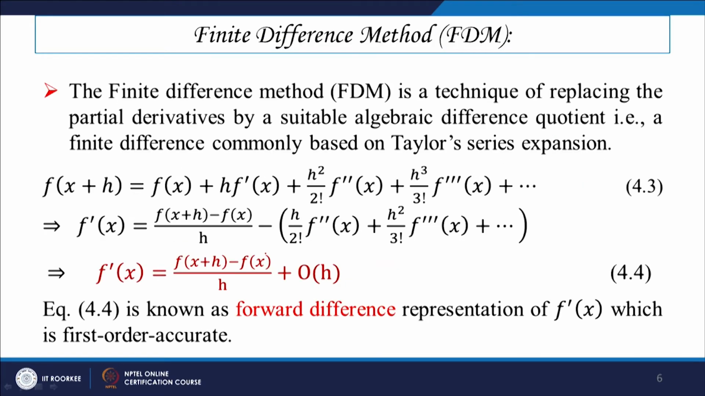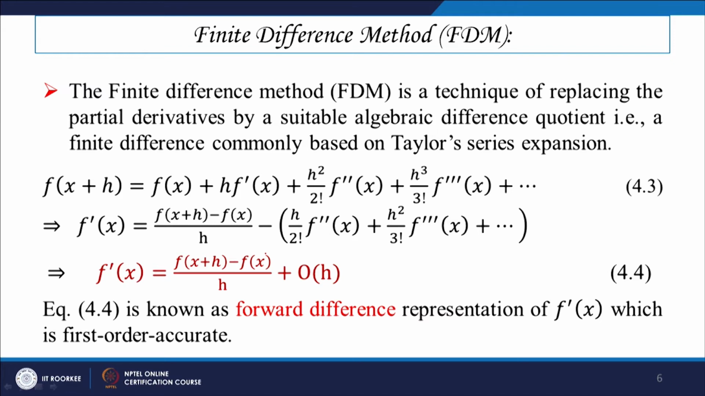So if you go for the finite difference method here, the finite difference method is a technique of replacing the partial derivatives by a suitable algebraic difference coefficient here. That is, a finite difference commonly based on Taylor series expansion especially. So especially if we are going for the Taylor series expansion, whenever we have this function f to be continuous in the neighborhood of x here, then we express f of x in the Taylor series form corresponding to point h there itself.